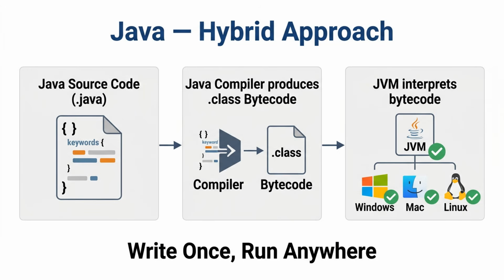Now, here's where it gets really interesting. Java. Java is a great example of a hybrid approach. When you compile Java code, it's not compiled to native machine code. Instead, it's compiled to something called bytecode. Bytecode is a middle ground language that gets stored in .class files. Then, the Java virtual machine, the JVM, interprets and executes this bytecode. This means Java code can run on any platform that has a JVM installed, which is the famous write once, run anywhere principle. Pretty smart, right?